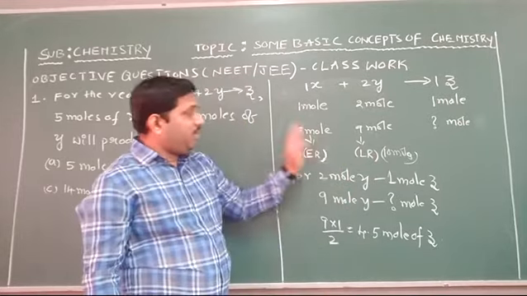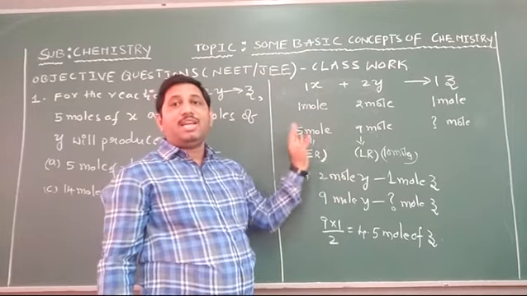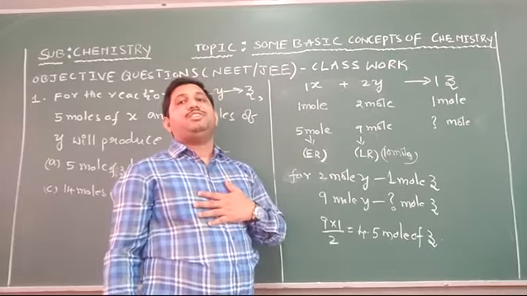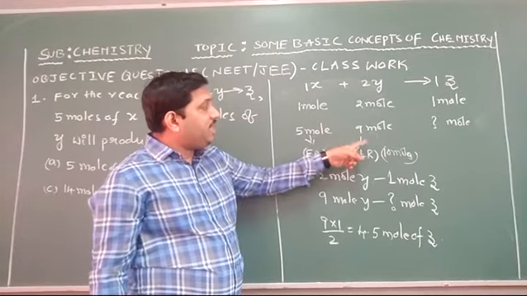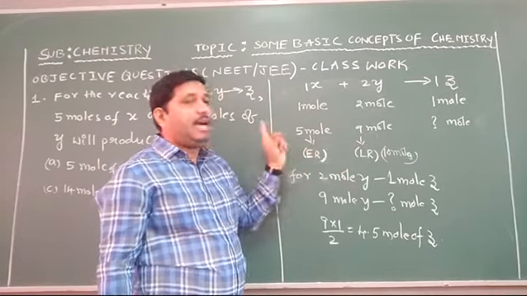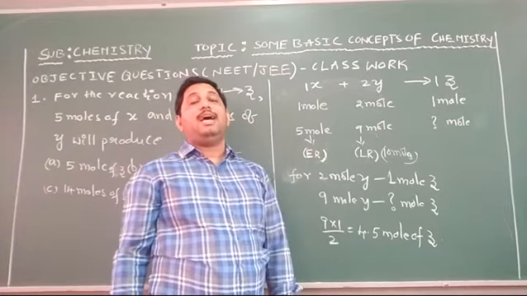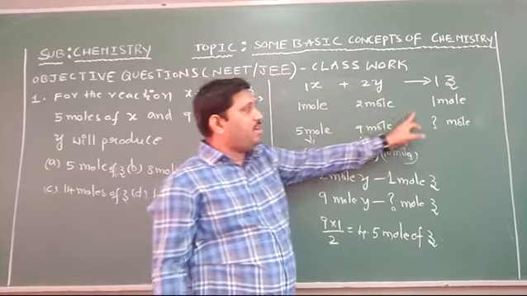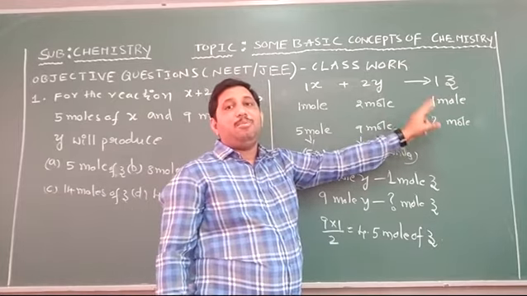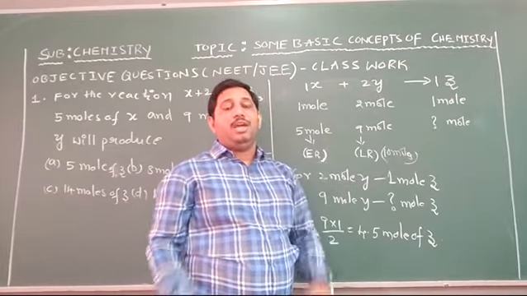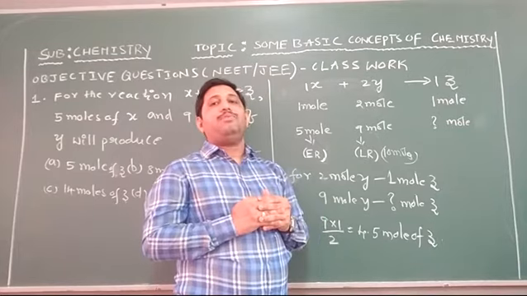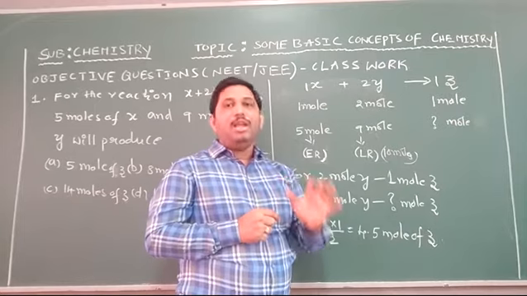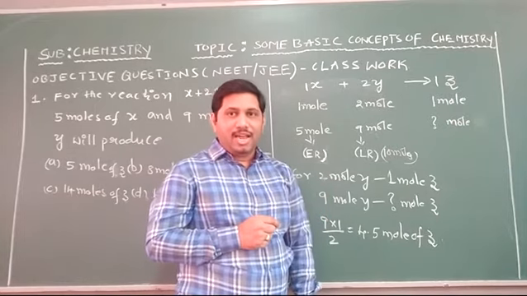Hence, therefore, the other one is the excess reactant. Here, Y is the limiting reactant, X is the excess reactant. We know, students, the product formation always takes place based on the limiting reactant only. The amount of the product formation depends on the limiting reactant only.